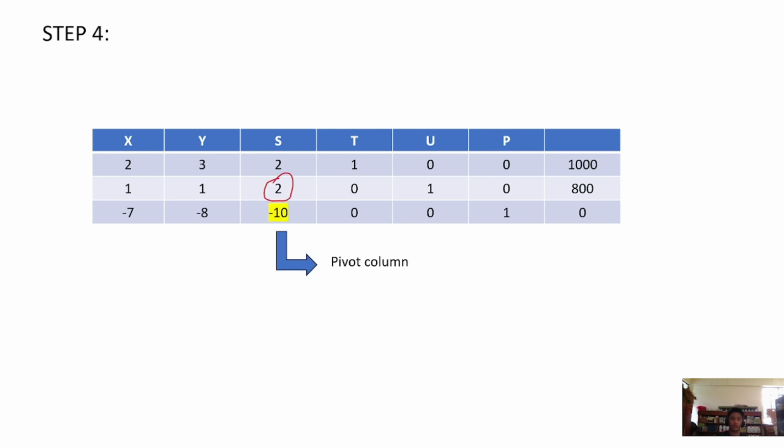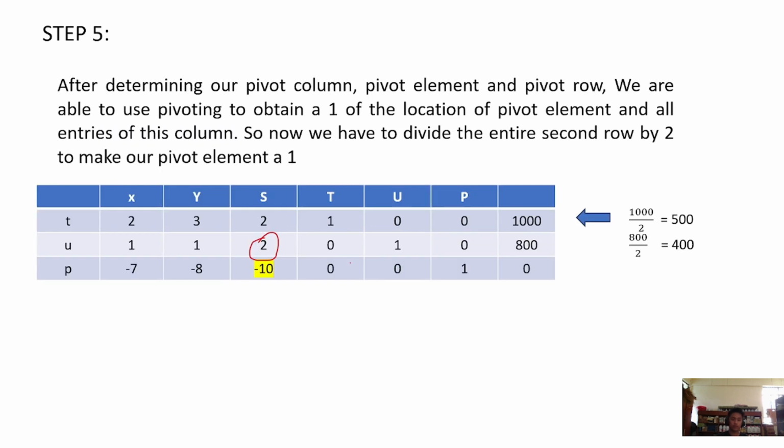So the next step is the pivot one, that's step 5. After determining the pivot column, pivot element, and the pivot row, we are able to use pivoting to obtain a 1 in the location of the pivot element and 0s in all the other columns. So now we divide the entire row by 2 to make our pivot element 1.